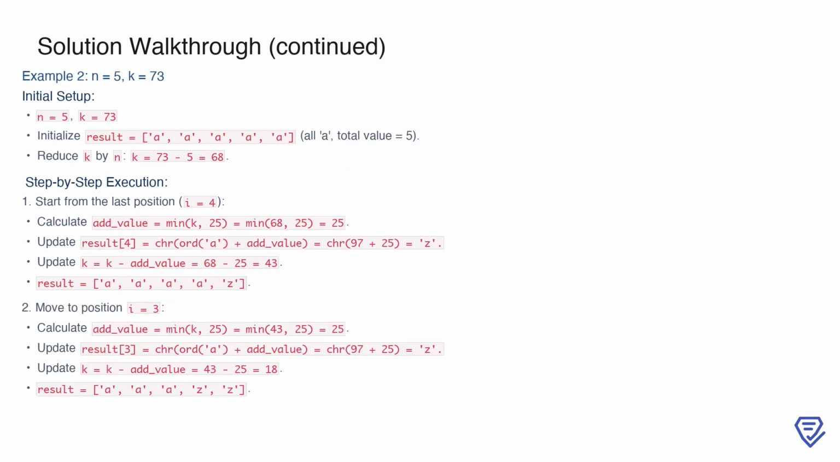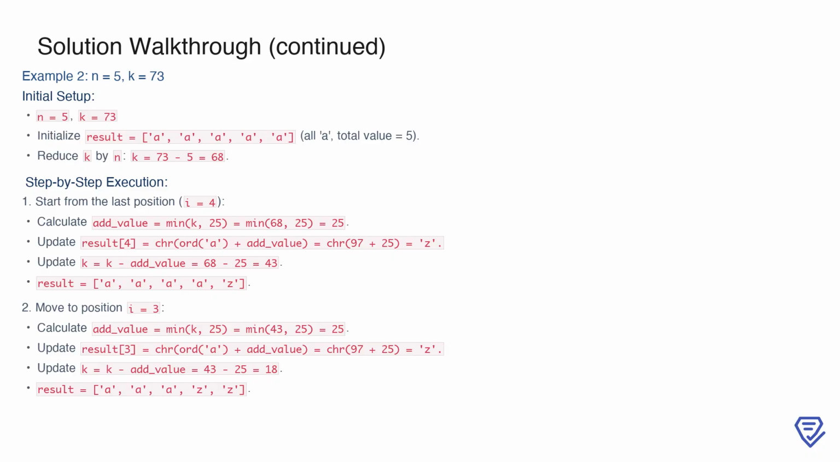In example 2, where n equals 5 and k equals 73, we start similarly by initializing the result as a string of 5 a's. This gives an initial value of 5, so we subtract n from k, leaving us with k equal to 68. Starting from the last position, index 4, we calculate the additional value for this position, which is the minimum of k and 25.